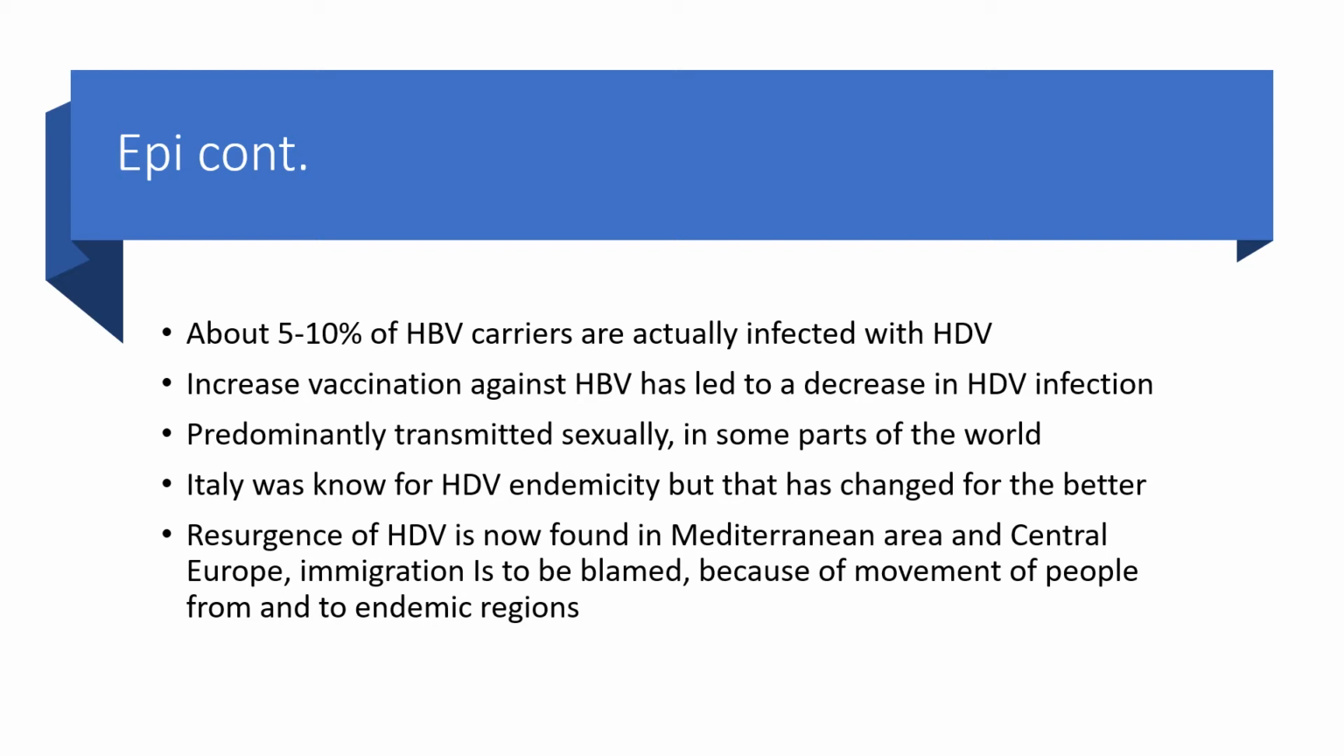Italy was known for hepatitis D virus endemicity, but you know what? That has changed for better now, meaning the rate has dropped in Italy. Resurgence of hepatitis D virus is now found in Mediterranean and Central Europe. Immigration is to be blamed for this. Why that? Movement of people from endemic regions and to endemic regions is to be blamed for the resurgence.